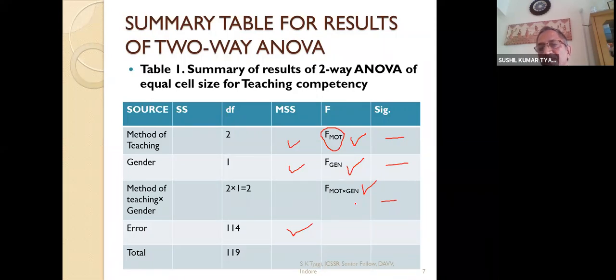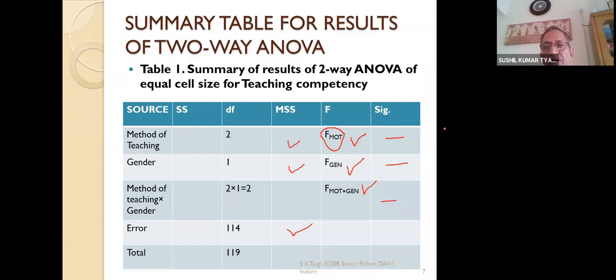And the follow-up strategy is through interactional graph. Now, interaction is significant means the 2 variables, the levels of method of teaching and levels of gender, interact. The effect of method of teaching is not equal across genders; it is different for different genders. Therefore, we have to follow up to find out which level of method of teaching mixes with which level of gender to produce better results or worse results. So this is how, in the end, we will be doing this.